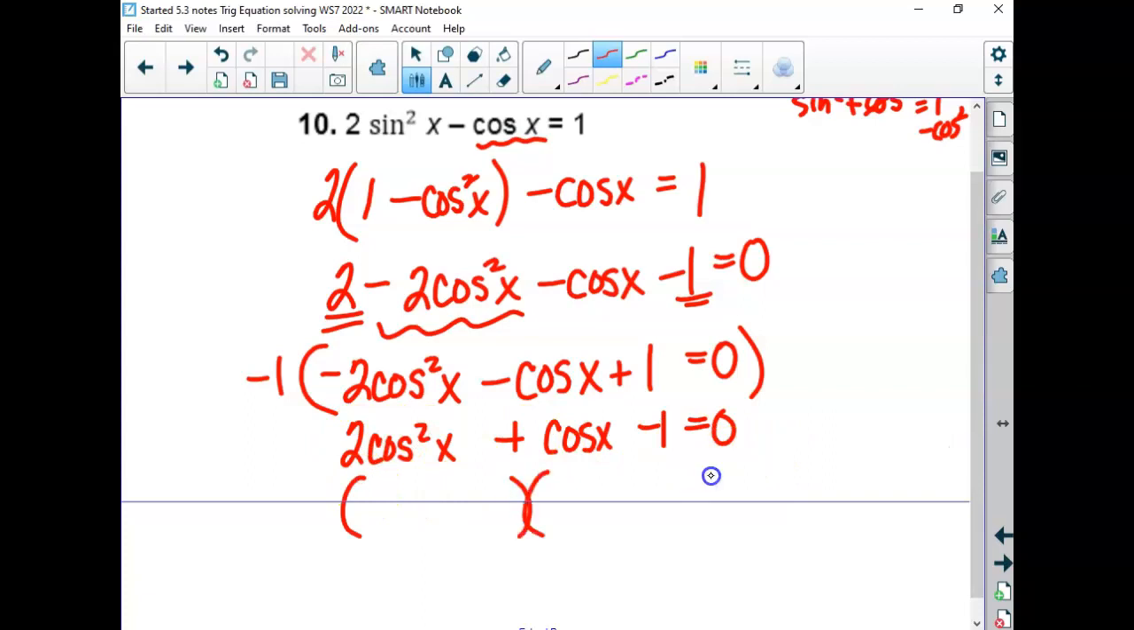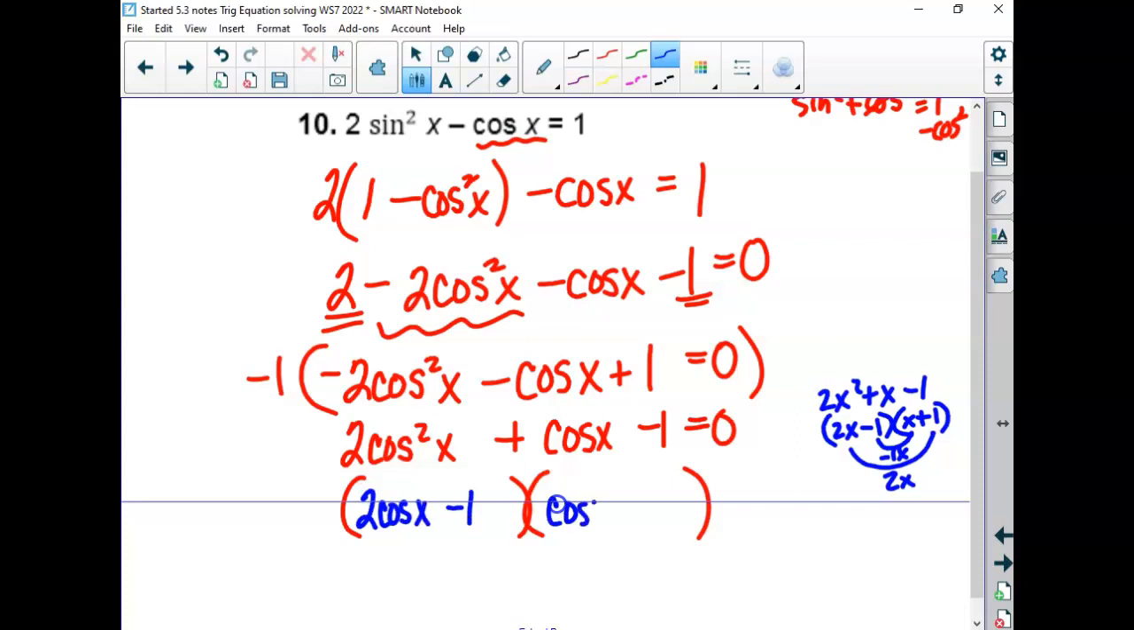Anybody know how that factors? If this really freaks you out to factor these, take the word cosine out. Just pretend it says 2x squared plus x minus 1 and figure out how to factor that. So it would be a 2x and a 1x. And to get a 1, you need a 1 and a 1. How are we going to get a positive 1 in the middle? Anybody know how the signs are going to go? I'll make them both negative for a minute. Which one do we want to be positive? This is a 2x minus 1x. Do we want the 2x to be positive? So we get a positive 2x minus 1x gives us the 1x in the middle. All right, so 2 cosine of x minus 1 and a cosine of x plus 1.